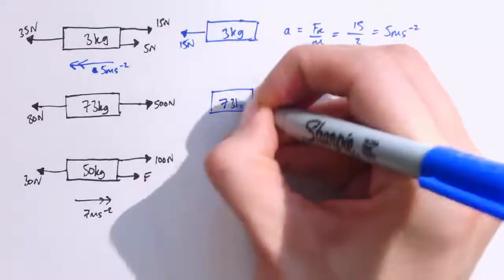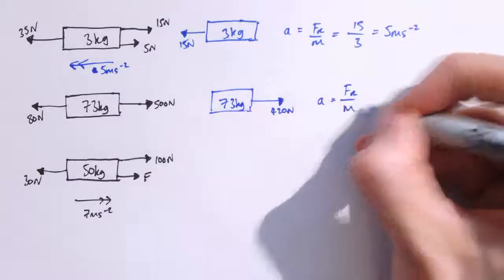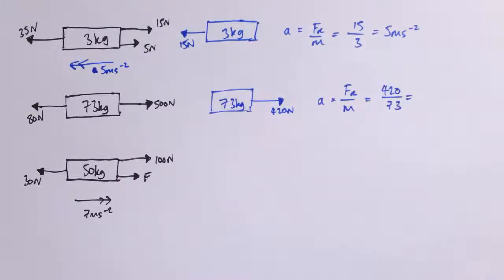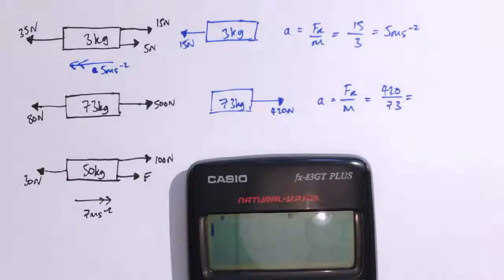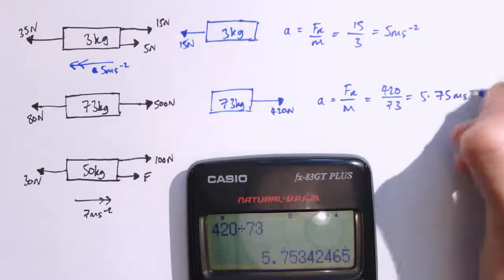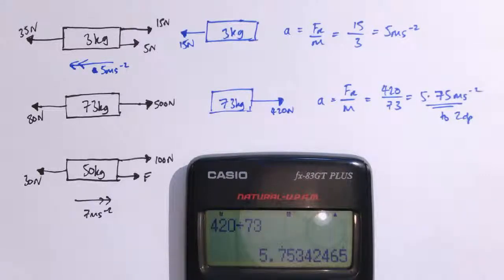It's got a mass of 73 kilograms, so the acceleration is the resultant force divided by the mass, which is 420 divided by 73. I'm going to need a calculator to work this one out, so let's do that. 420 divided by 73, which gives us 5.75 meters per second squared to 2 decimal places. There's no exact rules on how exactly to round here, but 2 decimal places, 3 significant figures, is usually good, it depends on the context of the question, but we definitely do want to round off here.